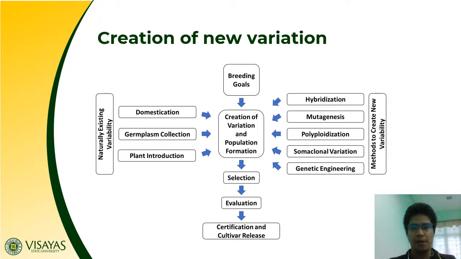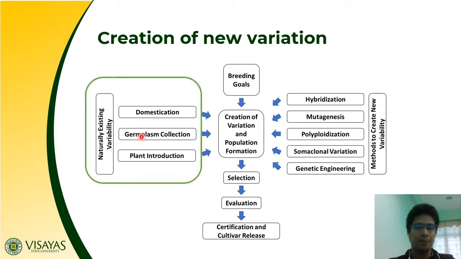So here is a schematic diagram of most plant breeding programs, which starts with a breeding goal and is followed by creation of variation and population formation, selection, evaluation, and the certification and cultivar release. For this lecture, we will focus on the creation of variation, and there are two ways to increase your genetic variability. You can use the natural existing variability, or you can use a method to create new variability. So let's start discussing the naturally existing variability: the domestication, germplasm collection, and plant introduction.